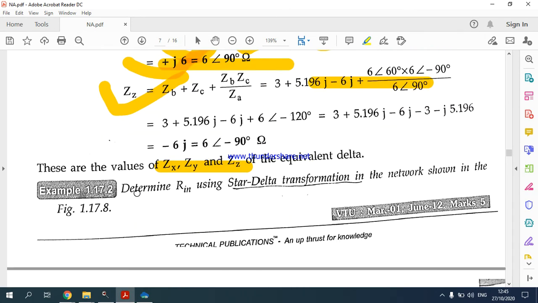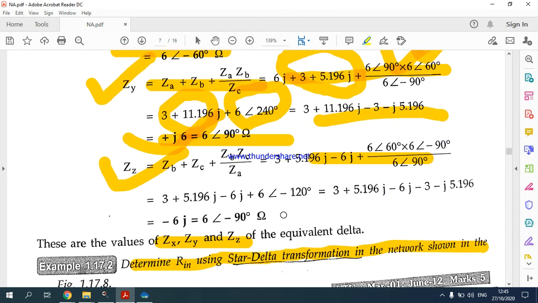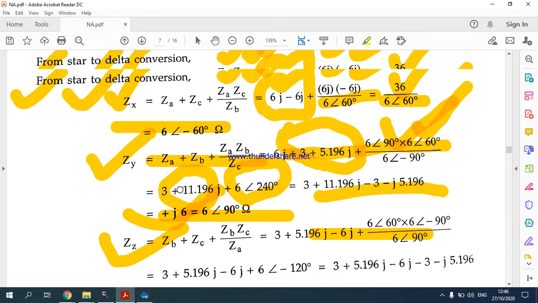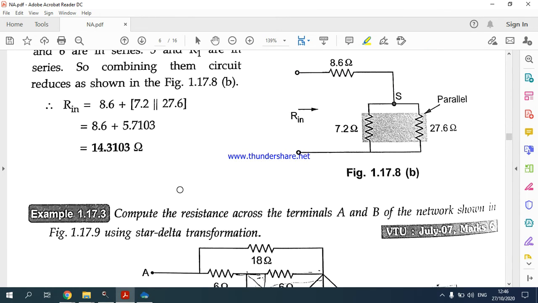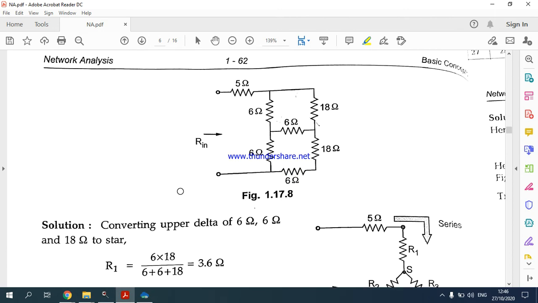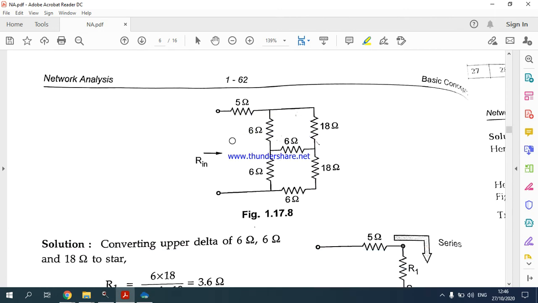Okay. Determine R in using star to delta transformation in the network shown. I have to find out R in, the resistance. Okay, here I should find out R in, the resistance. Means this resistance across this terminal, how much resistance can I get? I have to find out this.